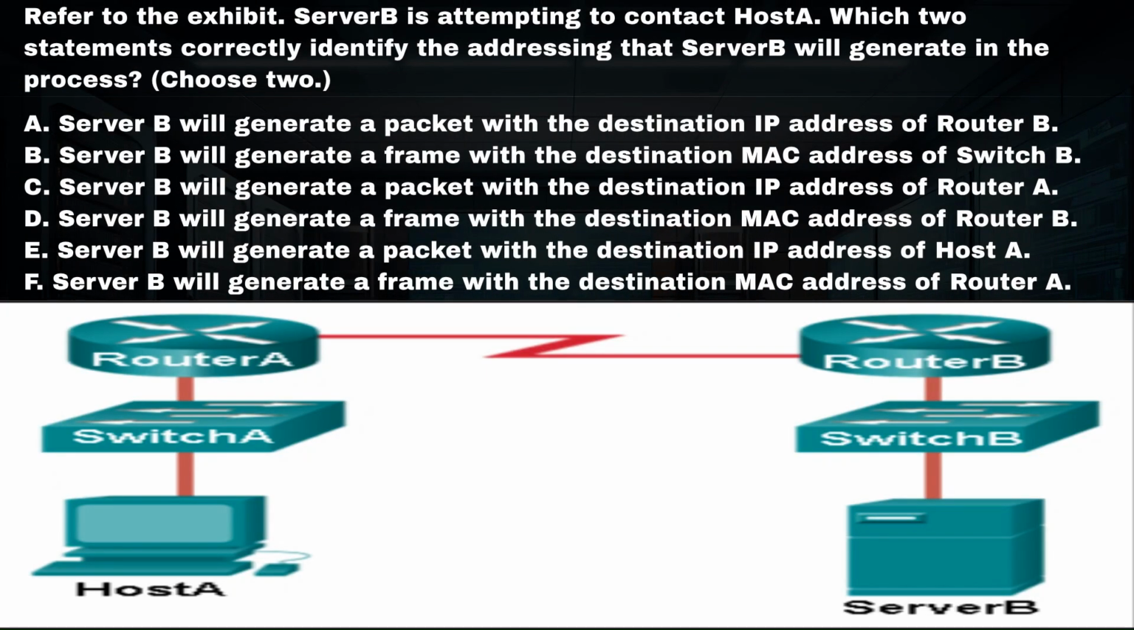Refer to the exhibit. Server B is attempting to contact host A. Which two statements correctly identify the addressing that server B will generate in the process? Choose two. The choices are A.